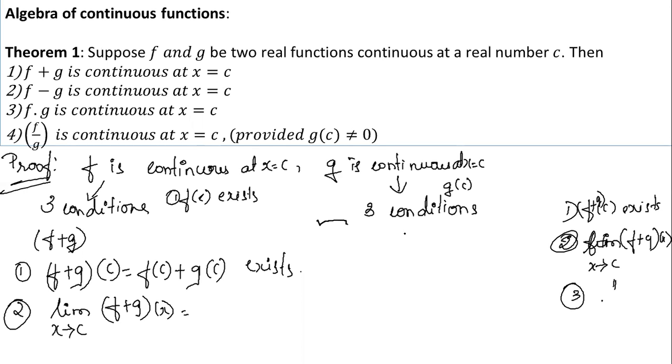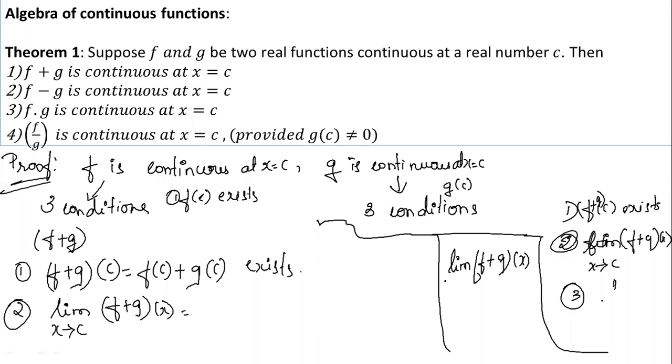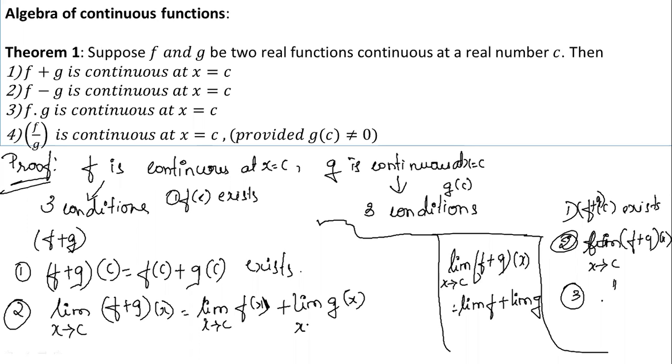Before going into this, we had discussed something related to limits. If you have to find the limit of the sum, limit of f plus g of x as x tends to c, it is nothing but limit of f plus limit of g. Do you remember this? We used to write it in this form. Similarly, here you can apply that. We get limit of f of x as x tends to c plus limit of g of x as x tends to c. The limit of the sum is equal to the sum of the limits, so we have applied that here.